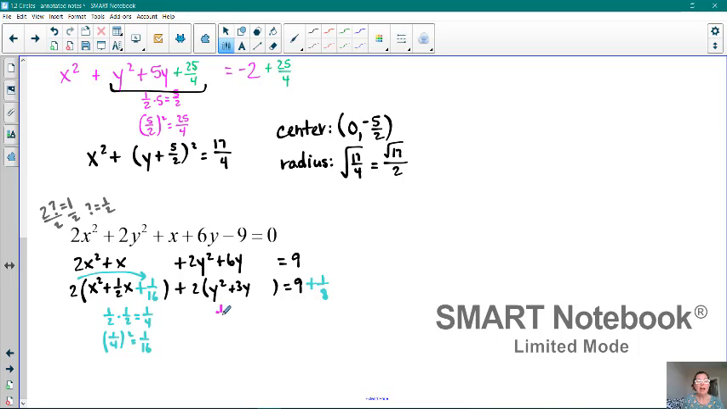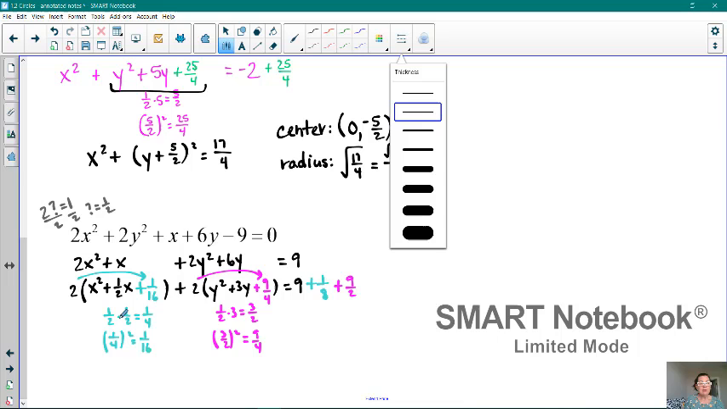Let's take a look at our y's. All right. Half of 3 is 3 halves. 3 halves squared is 9 fourths. So I will add 9 fourths. We have a multiplier again. 2 is multiplying 9 fourths, so that's 18 fourths or 9 halves. Gets added to the right hand side. Time for some factoring.